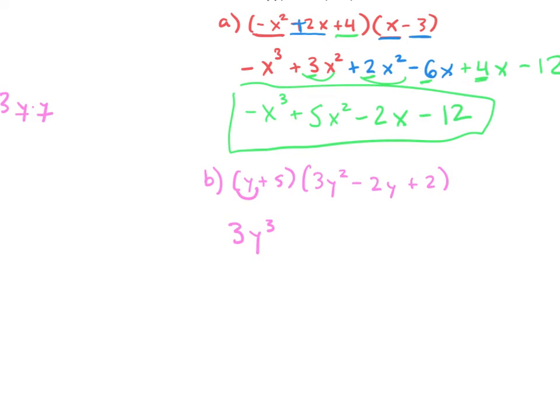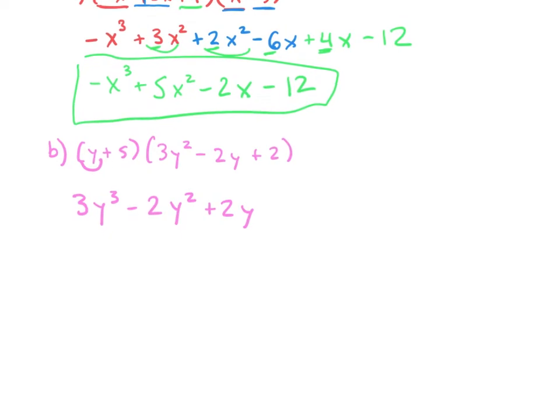Next we have y times negative 2y. So this is negative 2y squared, and y times 2 would be plus 2y. Now we move on to the 5. So we have 5 times 3y squared, which would be plus 15y squared. 5 times negative 2y is negative 10y, and 5 times 2 is positive 10.